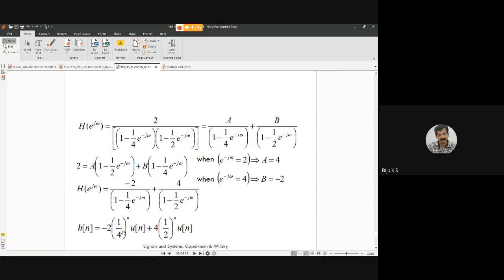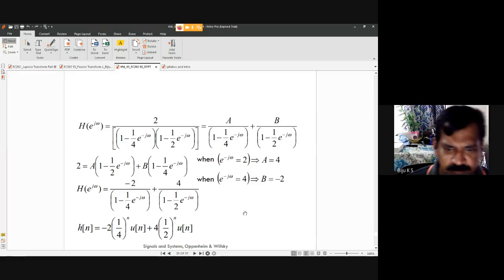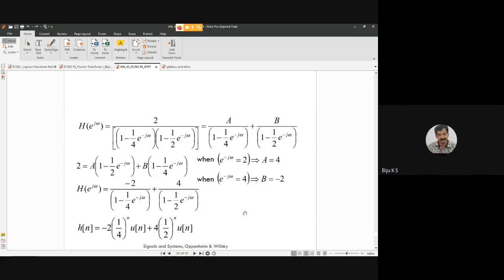So we can conveniently take h[n] by directly applying minus 2 into this term. This term is of the a raised to n form, that is 1 by 4 raised to n into u of n. Similarly, in the second part, 4 into half raised to n into u of n. Okay. So these are the different problems in the LTI system of the fourth module, first one.